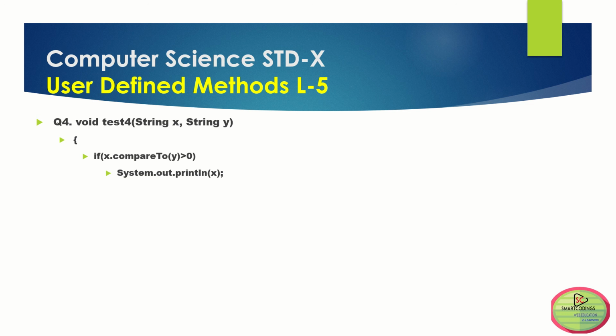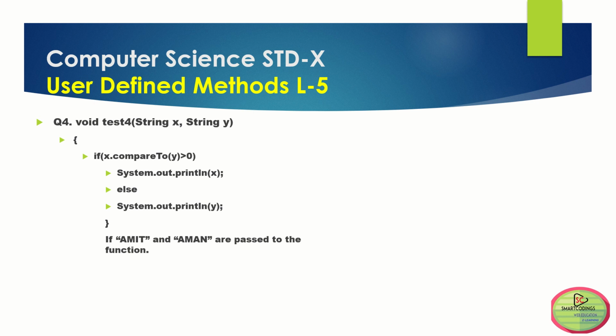The main concept here is this: if x.compareTo checks greater than 0, then the first string is greater, string x is greater always. If it is less than 0, then string y is greater. If it is equal to 0, both the strings are identical. In this case, it is greater than 0, so x will be greater. So what is next? Let us see.